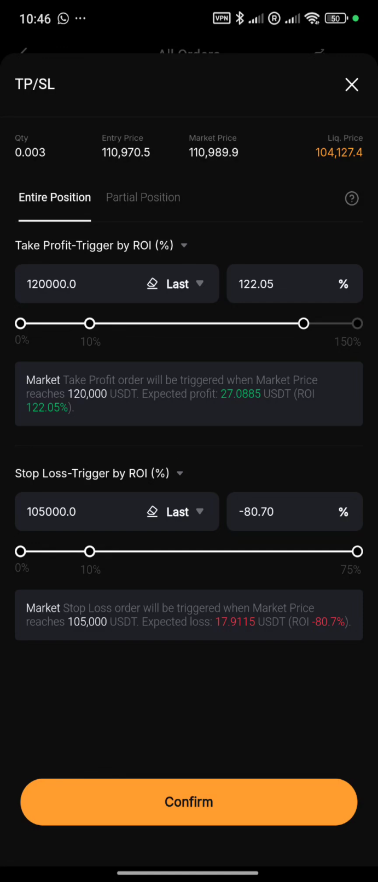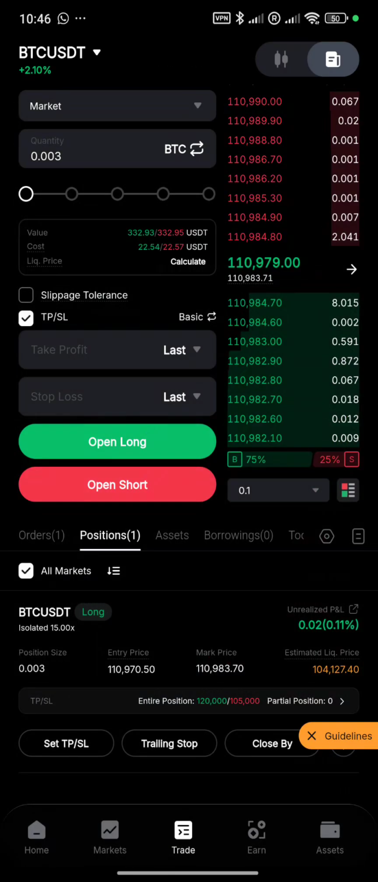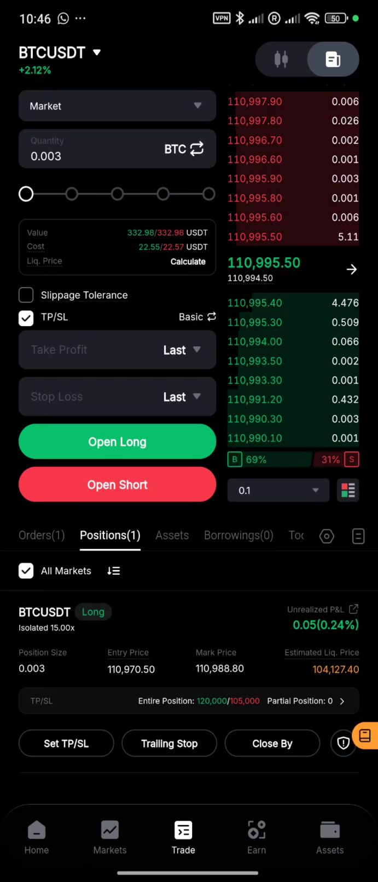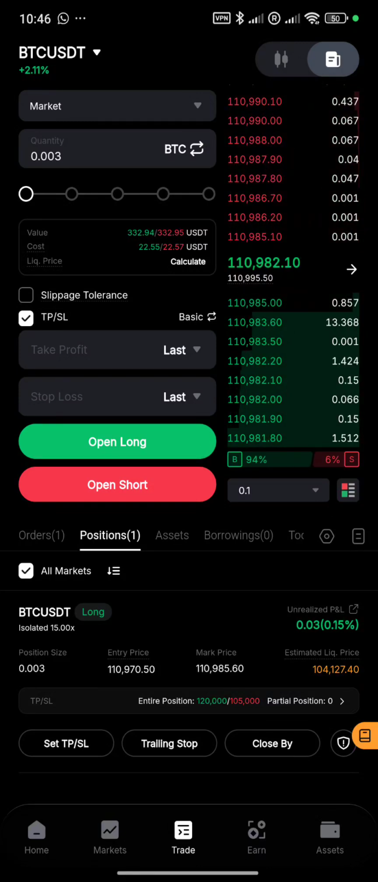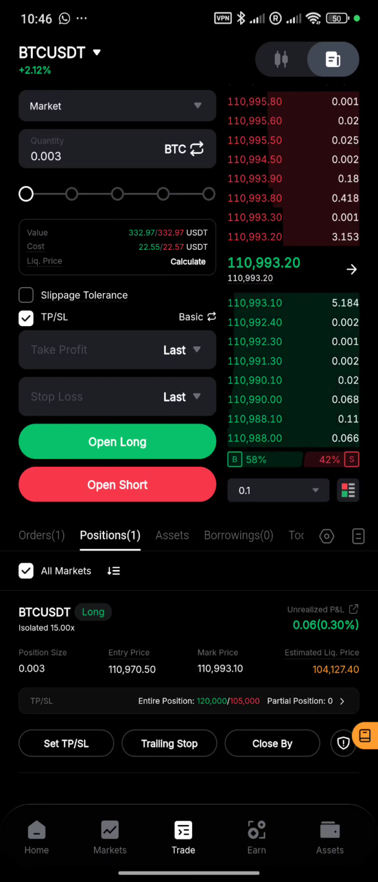So that I want to change it. Okay, don't worry. If you already have the position running, you can see on the lower part: set take profit, that's TP/SL, trailing stop, and close.